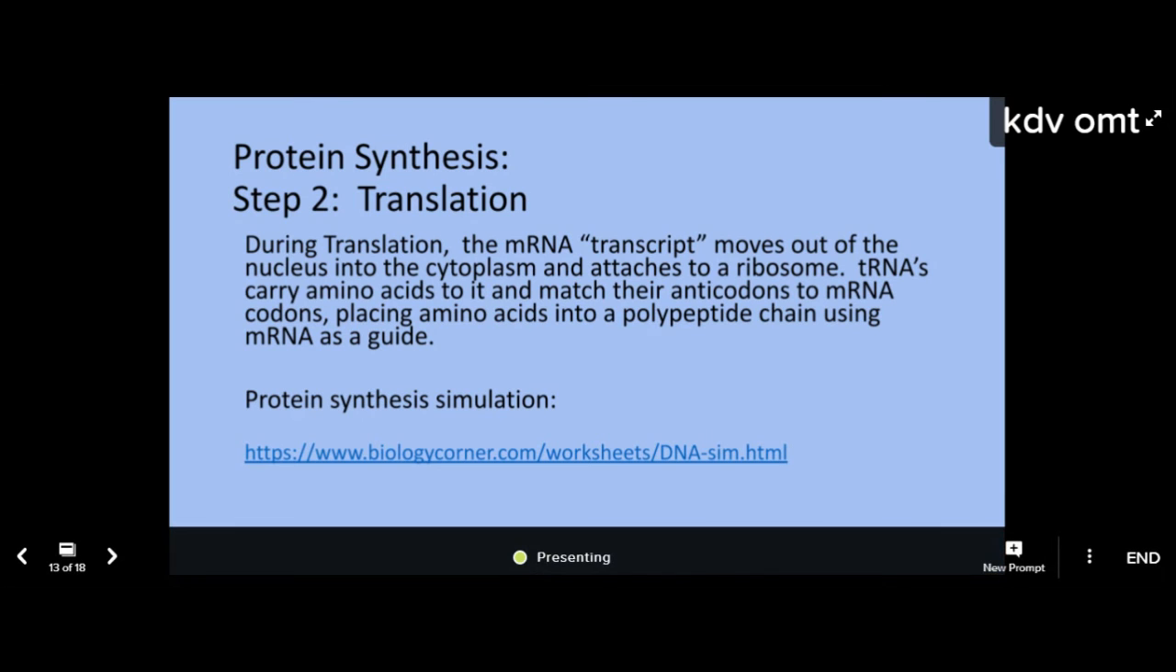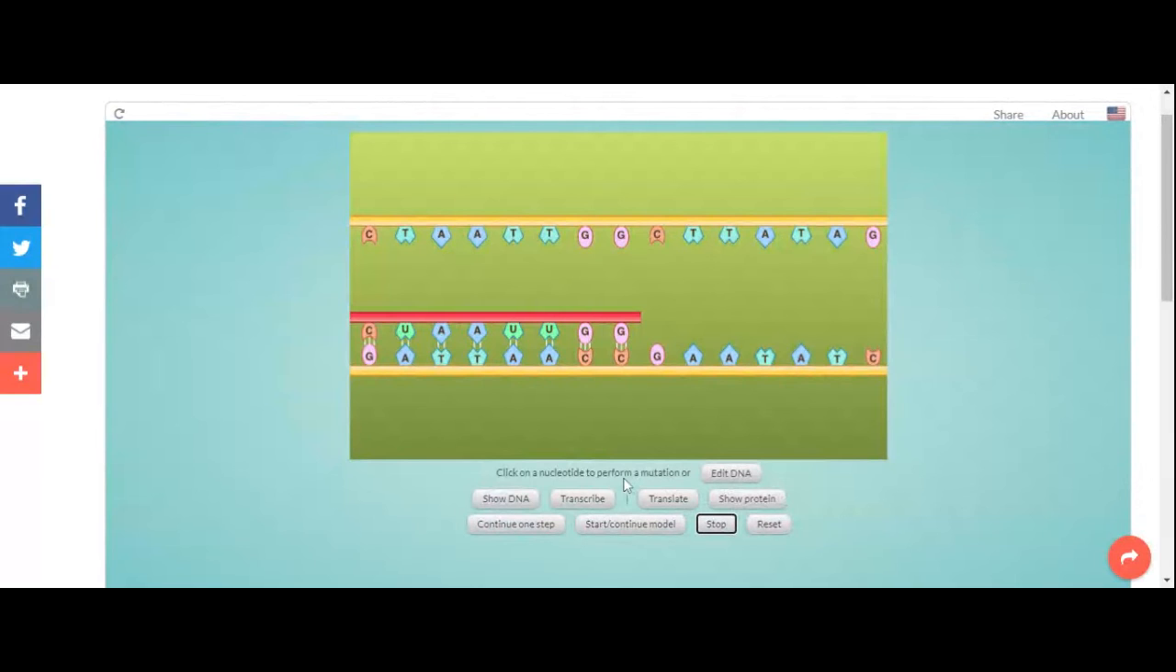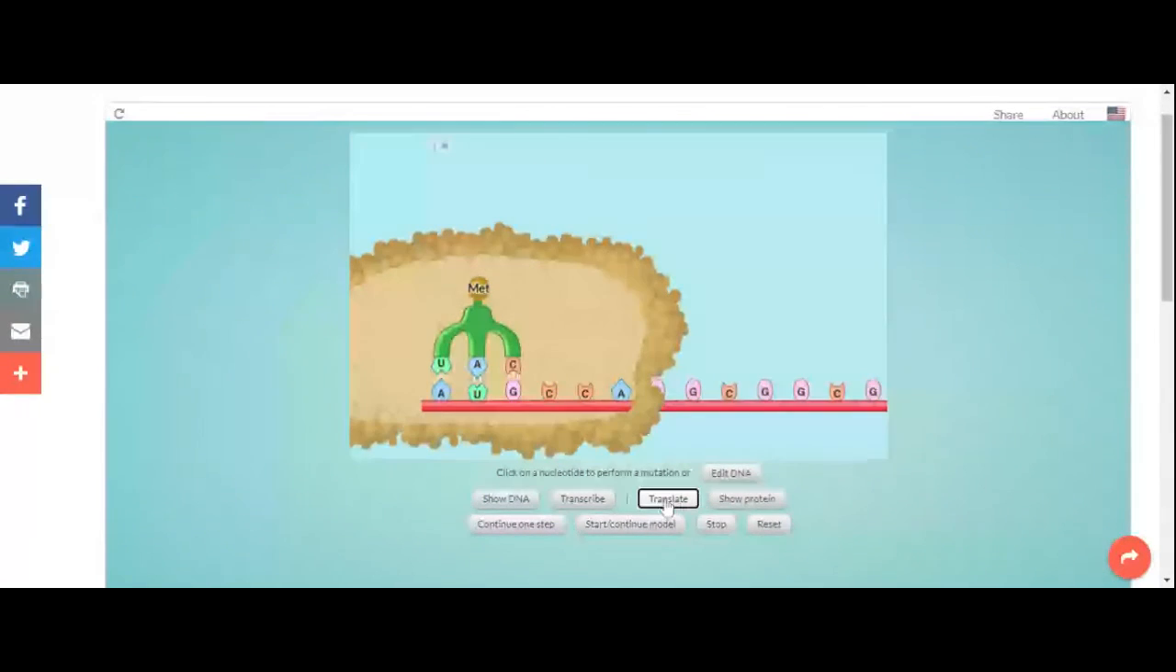So let me go back. I'm going to stop sharing for a second, and go back and show you my Chrome tab. DNA simulation. I was playing with this yesterday with Ms. Murdoch, and I sent her an email. I go, oh my God, this is amazing. She goes, I know, I found it. It's great. All right, so translate.